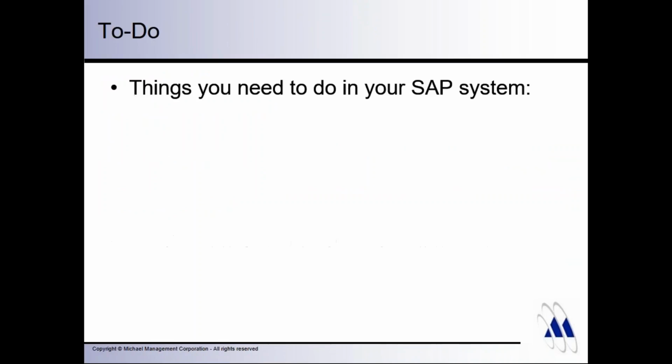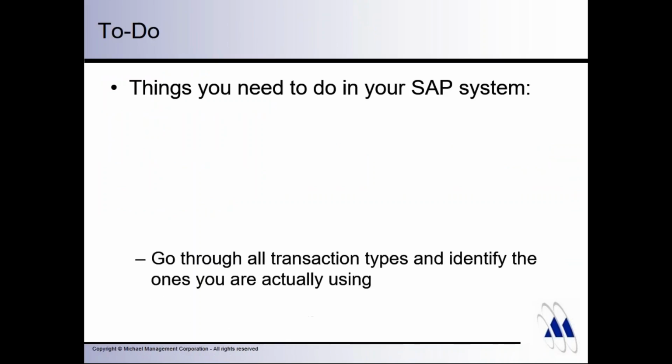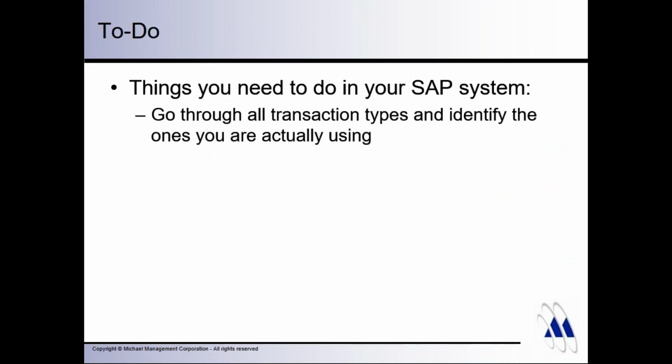If you're trying to do this yourself in your own system, here's a little to-do list that I wrote for you. The very first thing you need to do, if you take this back to work, is go through all of the transaction types that SAP delivers. Again, there's probably 200-300 on that list. You need to identify the ones that you actually use. Most likely you don't even use half of the ones that SAP delivers. But if you've never done this exercise, now is a good time.